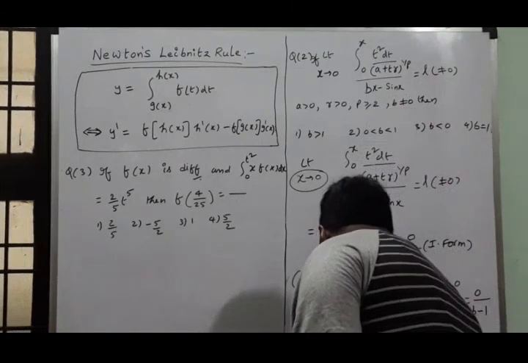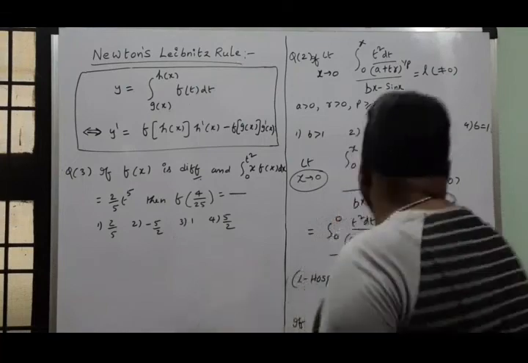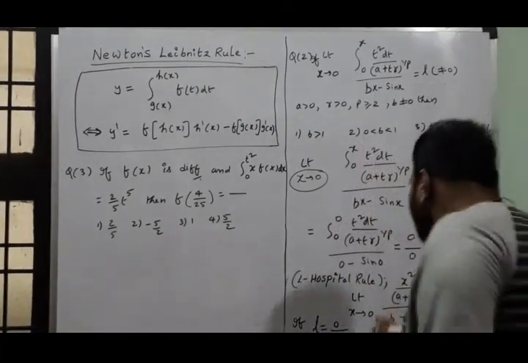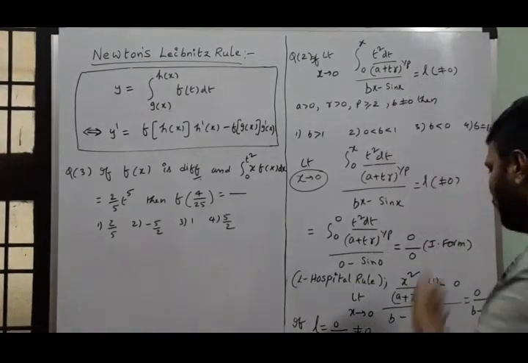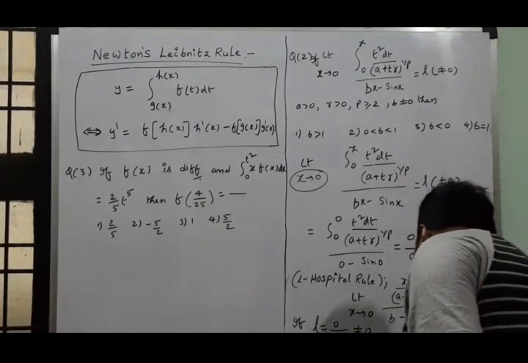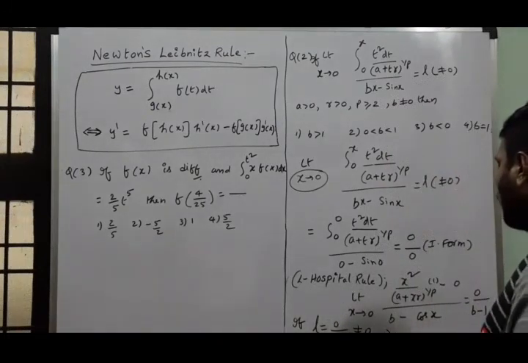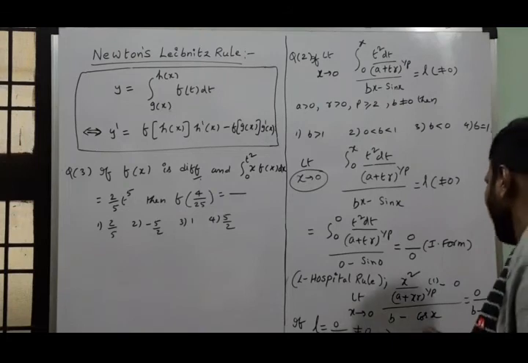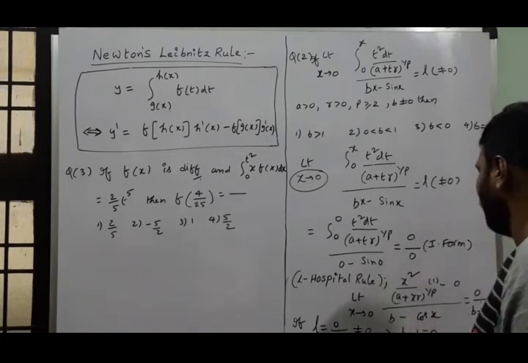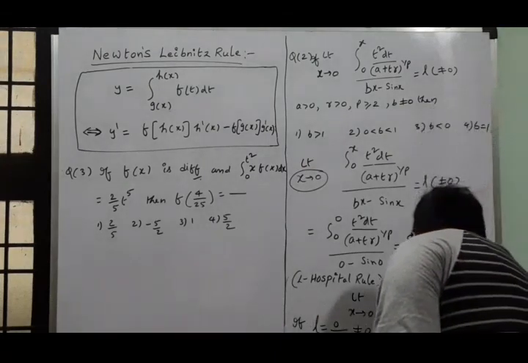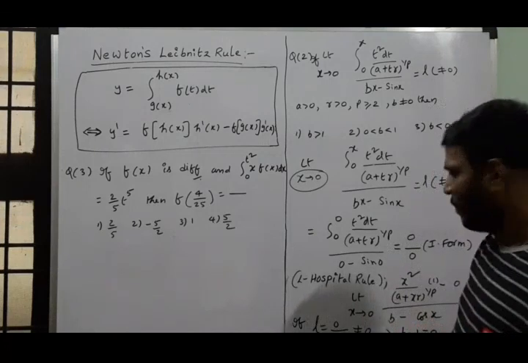If L is equal to 0 by b minus 1, and L is not equal to 0, this implies b minus 1 is equal to 0. So b is equal to 1. So our option is b is equal to 1.